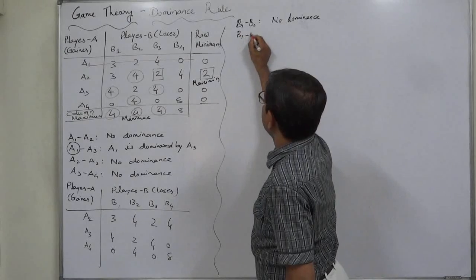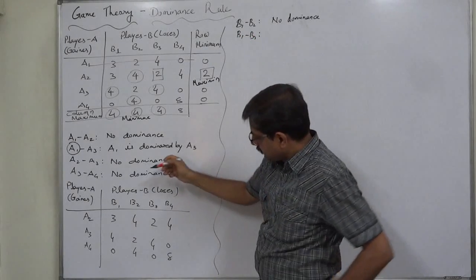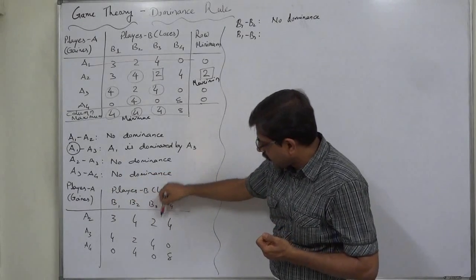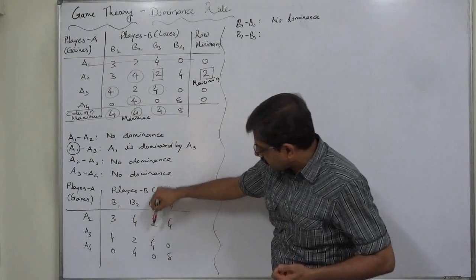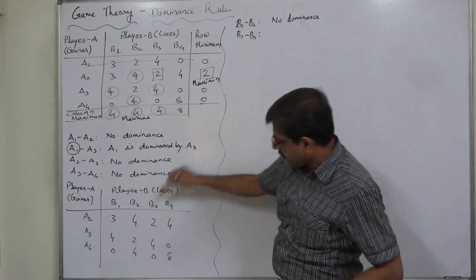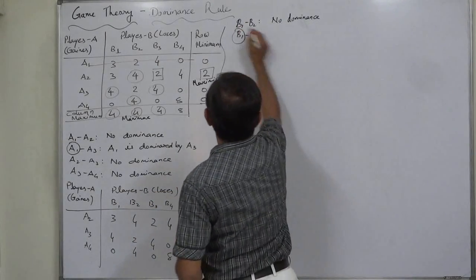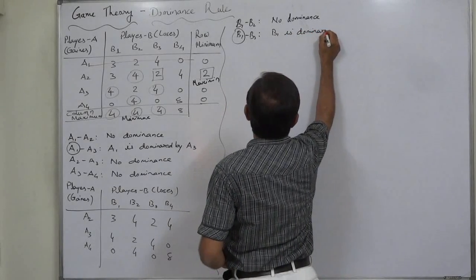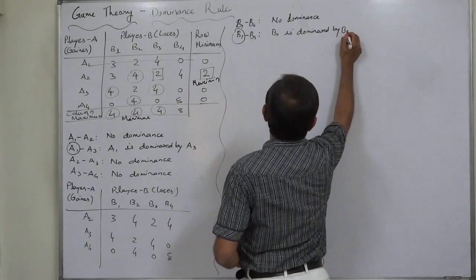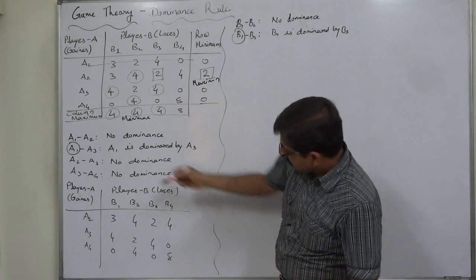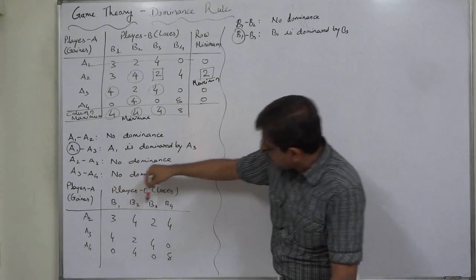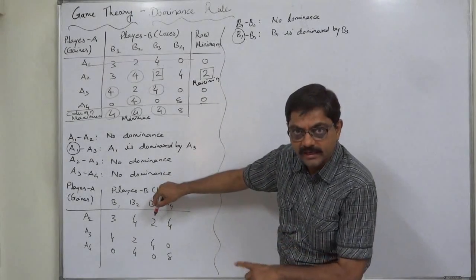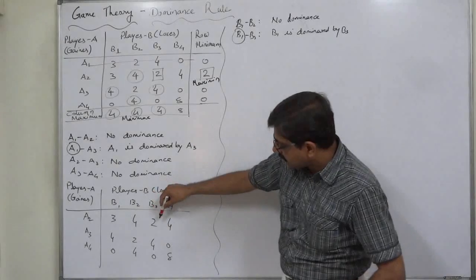Let's compare B1 and B3. B1 3, B3 2, so B3 dominates. 4, 4 equal, so B3 dominates. 0, 0 equal, B3 dominates. So B1 is dominated by B3. I am going to repeat. Loss in case of B1 is 3, in case of B3 is 2. So lower loss in case of B3, so B3 dominates, or B1 is dominated by B3.